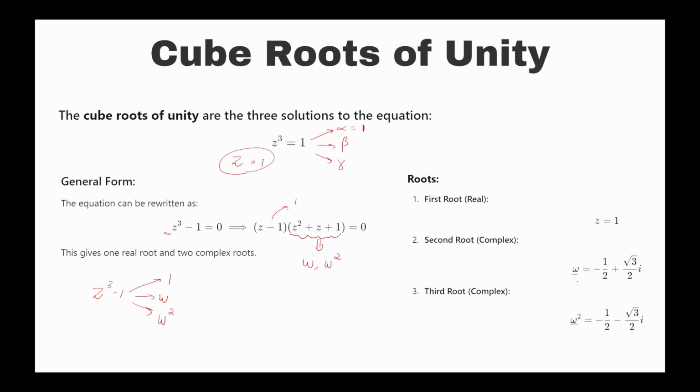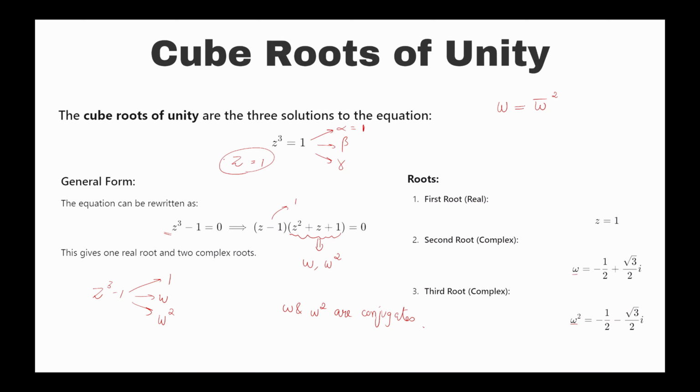If you look at these two, omega and omega square, one thing you can see is that omega is basically the conjugate of omega square, right? Because minus half, the real part, is the same in both roots. However, the imaginary part in one of them is root 3 by 2, and in the other it is minus root 3 by 2. That means these two are conjugates of each other. So omega and omega square are conjugates. Keep this in mind.